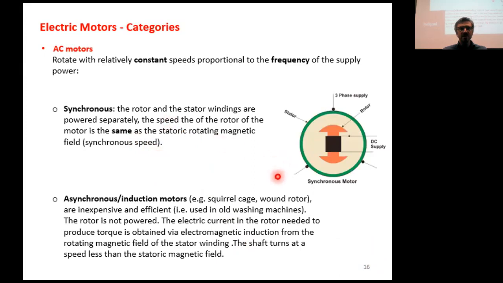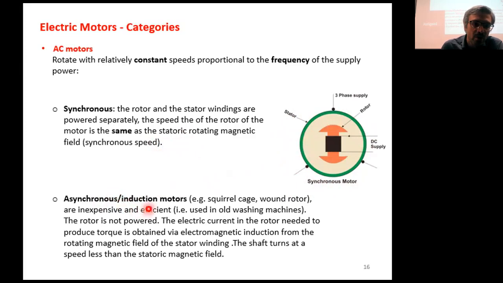Then the AC motors are divided in two categories: synchronous and asynchronous motors. The asynchronous motors are also called induction motors. And the synchronous motors have, so when I say coil or windings, do you know what I'm talking about? They're the same thing. They are the inductances that are rolled around the rotor or the stator. So the stator is usually the outer part, while the rotor is the moving inner part. And in a synchronous motor, the rotor and stator are powered separately with some power supply. We will see how it looks. And in general, the speed of the rotor is the same as the statoric magnetic field. We will see this later on.